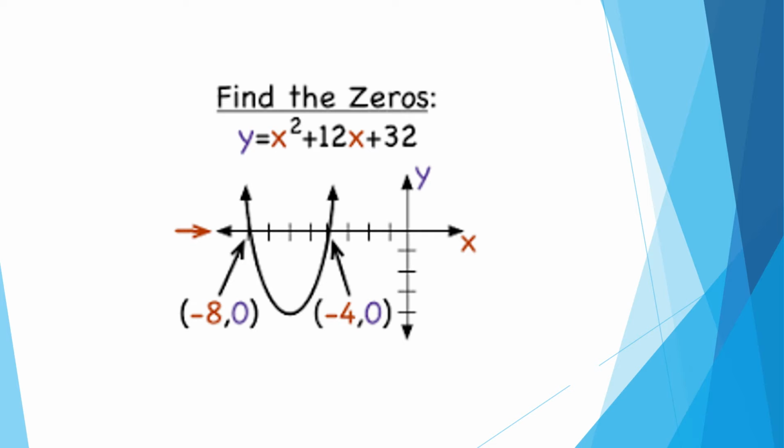Now here we can find the zeros in the equation y equals x squared plus 12x plus 32 using another form, but today we're only looking at the graph. So if you look at this graph right here, the x-intercepts are -8 and -4. We can take those two x-intercepts or the zeros or the roots and we can write them as an ordered pair. So this is just another way you can write the zeros.